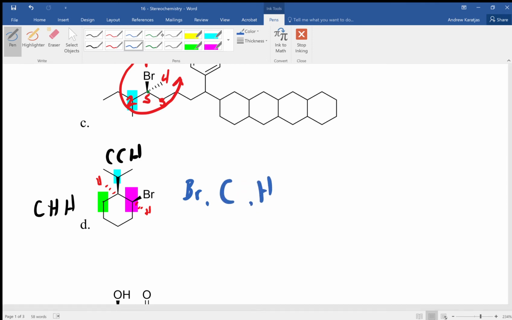So that bromine is the highest priority. So it's 1, 2, and 3. Arrow goes counterclockwise. And that makes this chiral center S. Now I'm going to erase a lot of that so we can see the other chiral center.